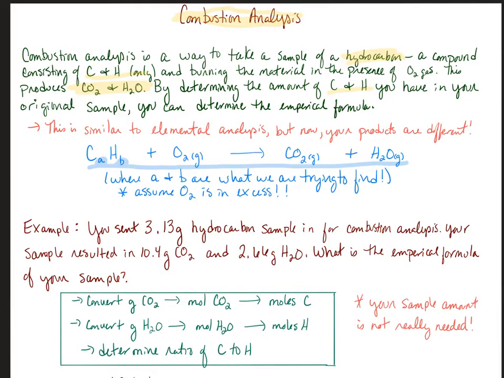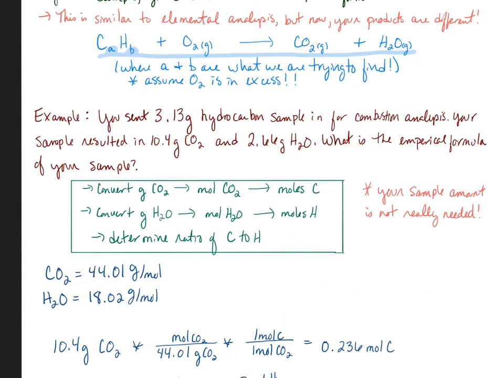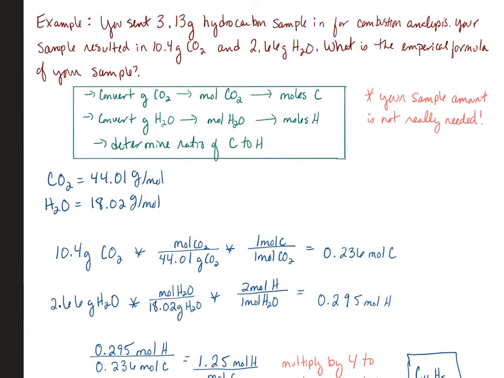So here's an example type of problem. So let's say we sent 3.13 grams of a hydrocarbon sample in for combustion analysis, and your sample comes back with 10.4 grams of CO2 and 2.66 grams of H2O. So there's a hidden thing here that I first want to point out. It doesn't matter how much your sample was. It really doesn't, because we're looking for molar ratios and we don't even need to really keep that into account. So that's why I wrote this little note to the side.